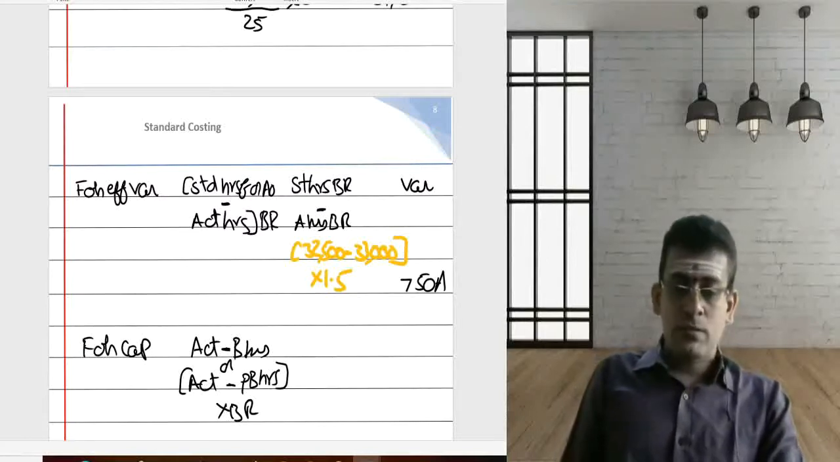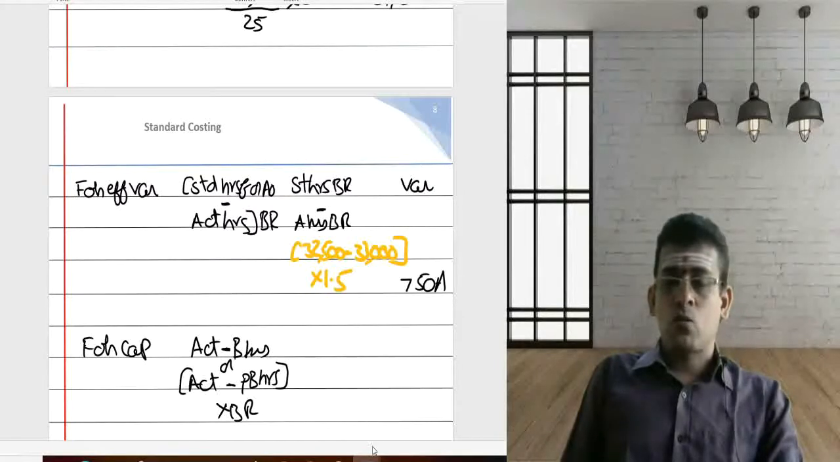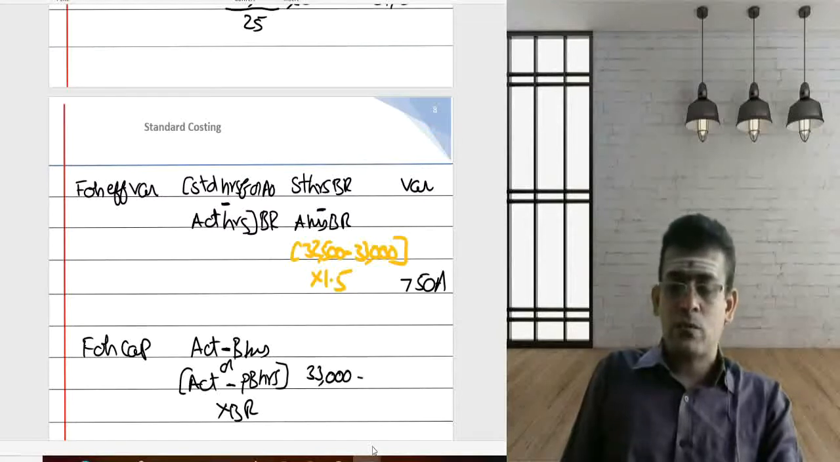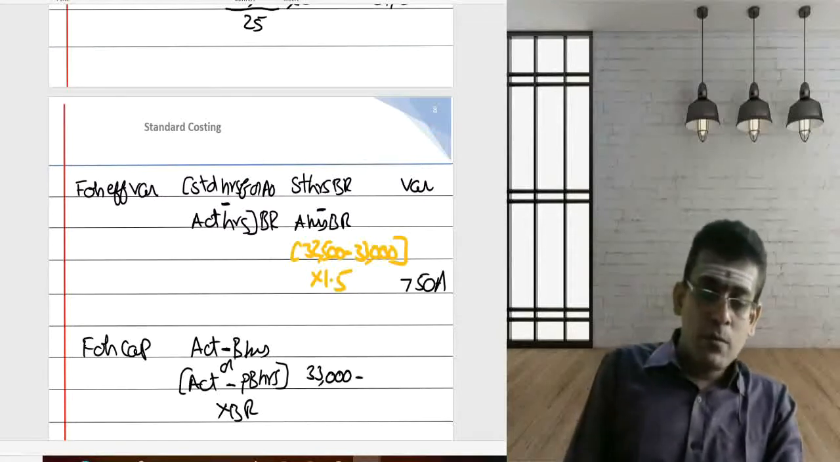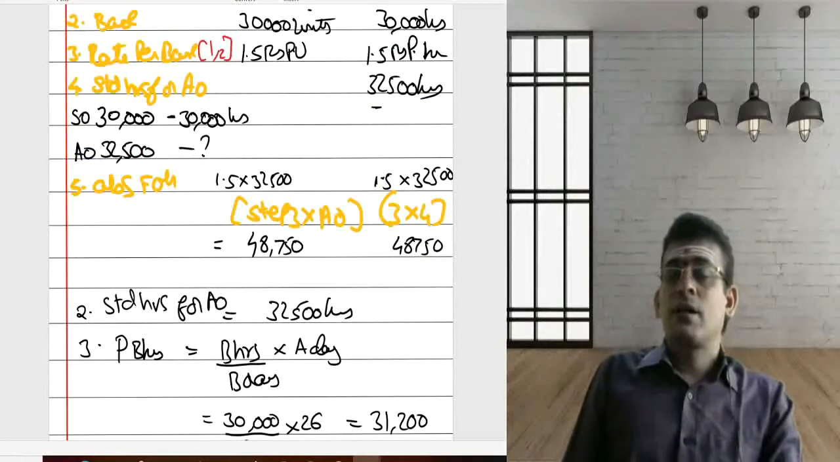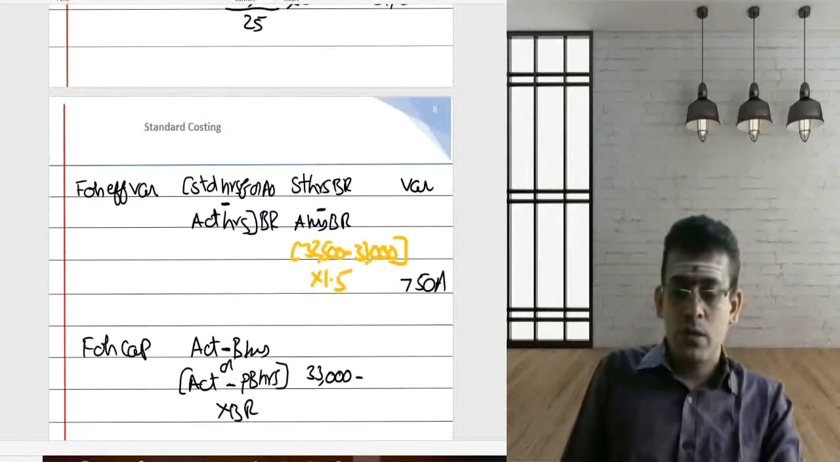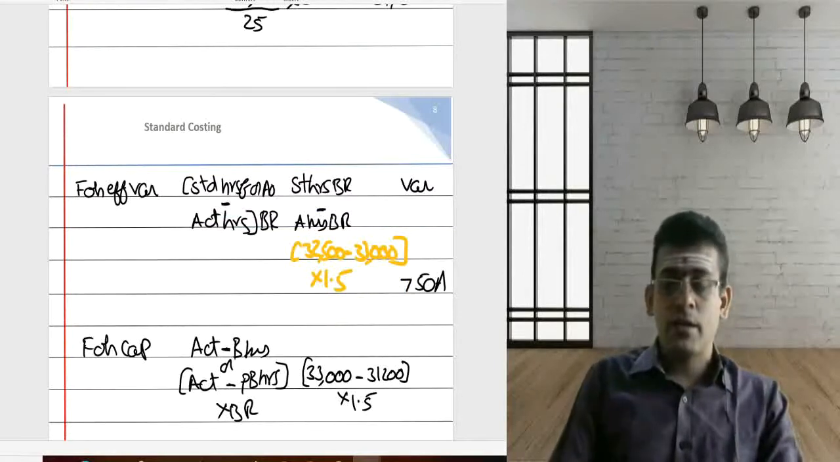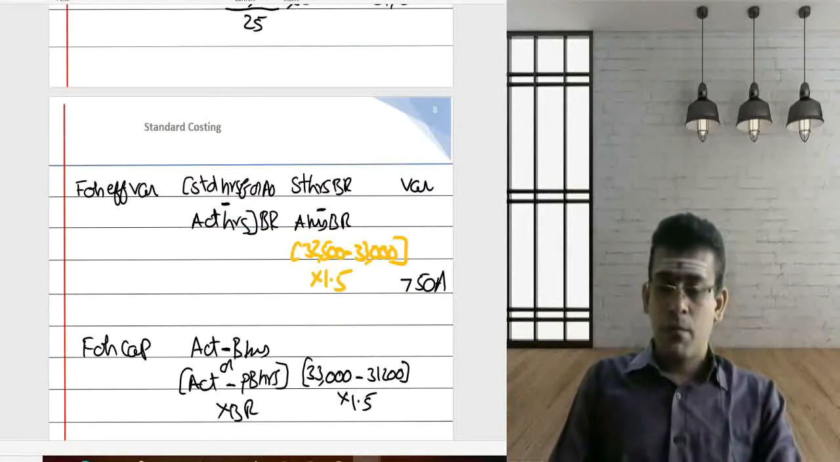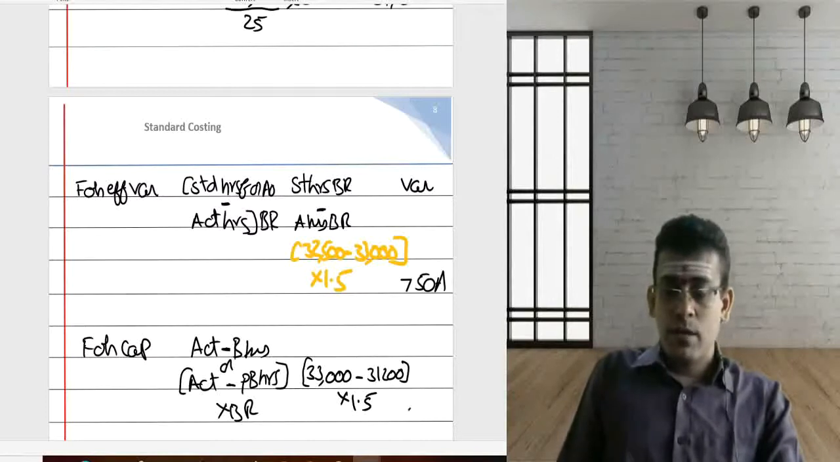Now what is your actual hours? The actual hours in the problem is 33,000, minus possible budget hours. What was your possible budget hours? 31,200. This difference I have to multiply with my standard budget rate of 1.5. So 33,000 minus 31,200 into 1.5 is going to give you 2,700 favorable. So 2,700 favorable is the variance.